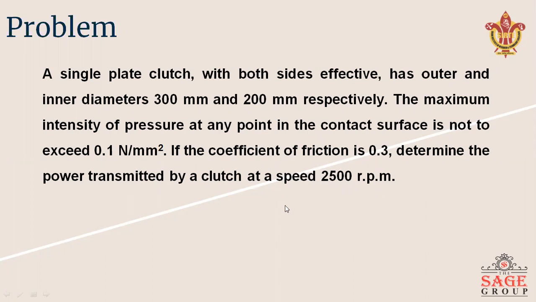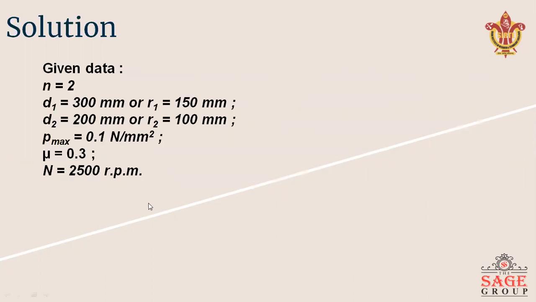So now we will start to solve this numerical problem. First of all, we have to write the given data. So this is the given data. n is equal to 2, because n is the number of pairs of contact surfaces for the single disc clutch. And these are the outer diameter and inner diameter, which are already given in the question.